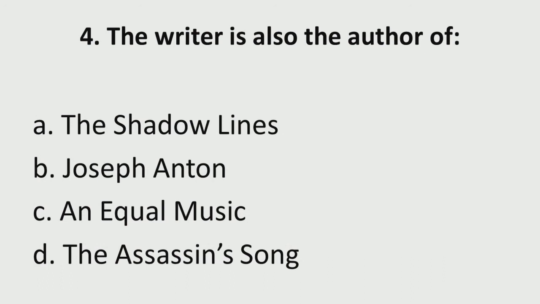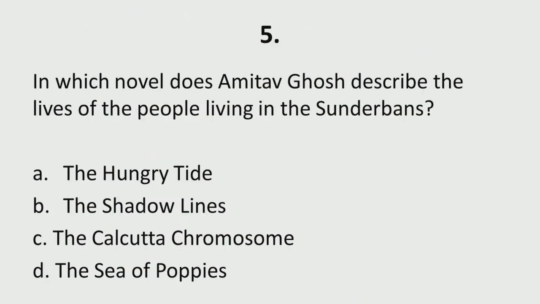Number 4. This writer is also the author of A. The Shadow Lines. B. Joseph Anton. C. An Equal Music. D. The Assassin's Song. Next one, number 5. In which novel does Amitav Ghosh describe the lives of the people living in the Sundarbans? A. The Hungry Tide. B. The Shadow Lines. C. The Calcutta Chromosome. D. Sea of Poppies.